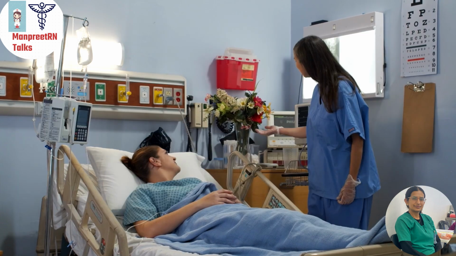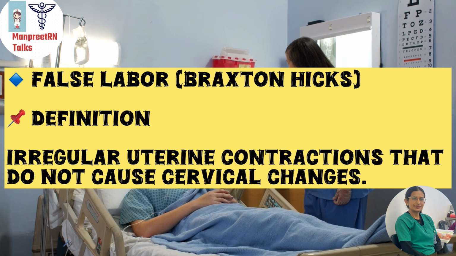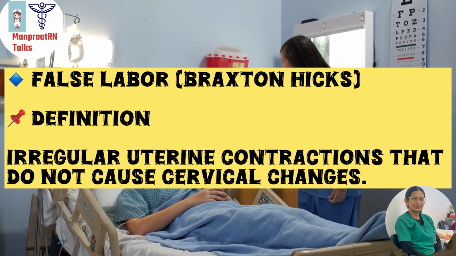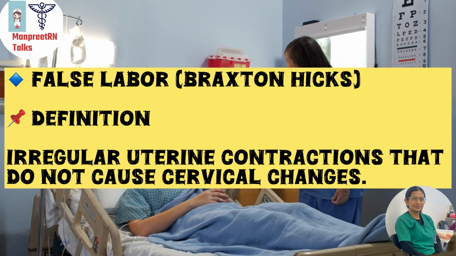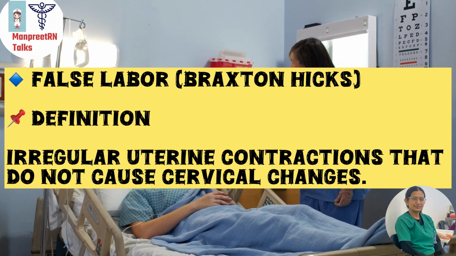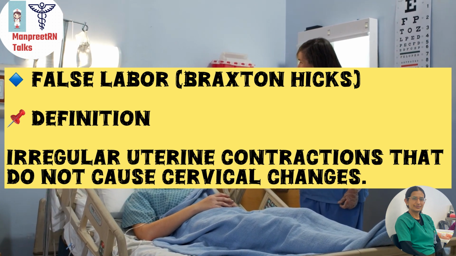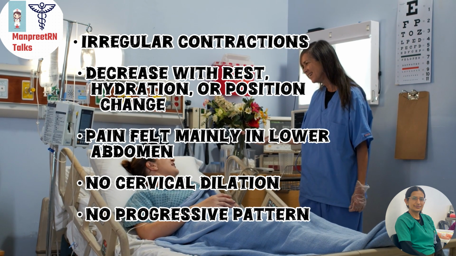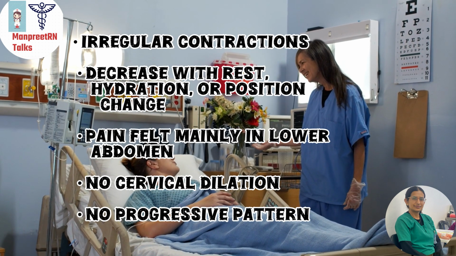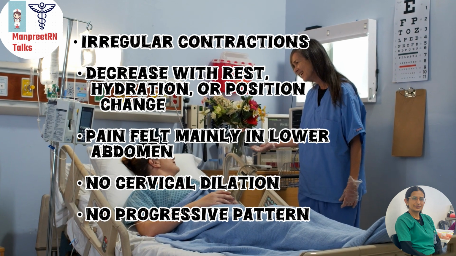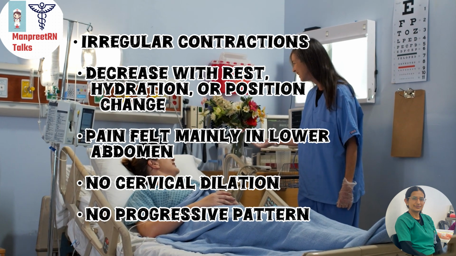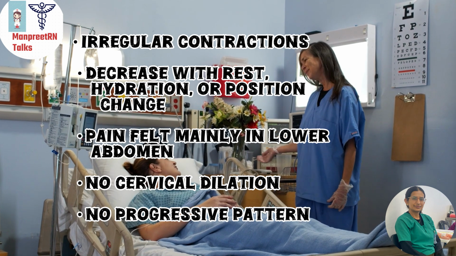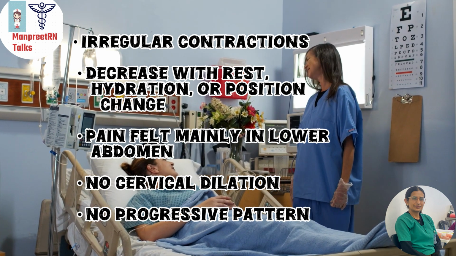So next is false labor, which we call Braxton Hicks. That is the irregular labor pain the mother experiences during pregnancy. False labor means practice contractions, the body preparing for labor. So the contractions are irregular, do not increase in intensity or frequency, and are usually mild. They usually decrease or stop with walking, resting or hydration.